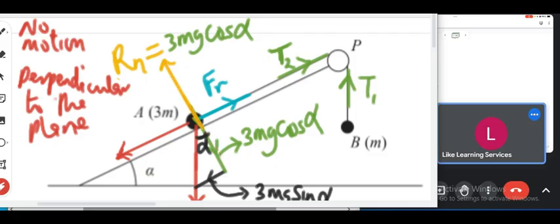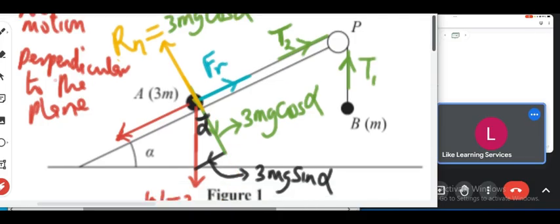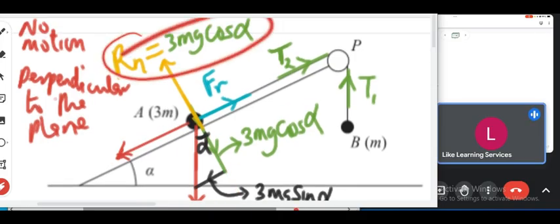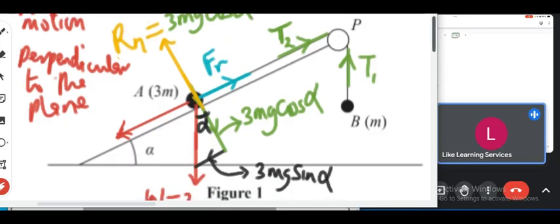What are you talking about? There's no motion perpendicular to the plane. The motion we have is parallel to the plane. There's no motion piercing into the plane or being lifted above the plane. So the resultant force perpendicular to the plane is 0. In other words, this normal reaction in yellow must be equal to the component of the weight in green. So normal reaction is 3 mg cos alpha. All right.